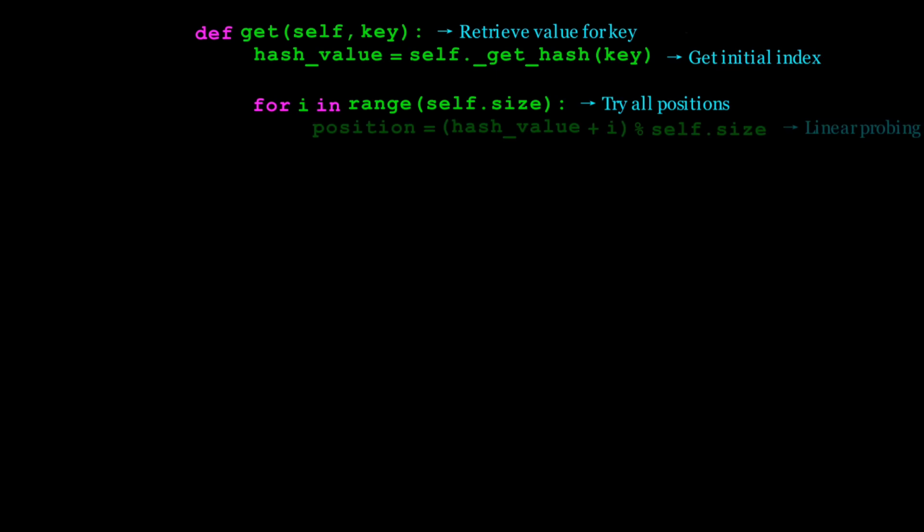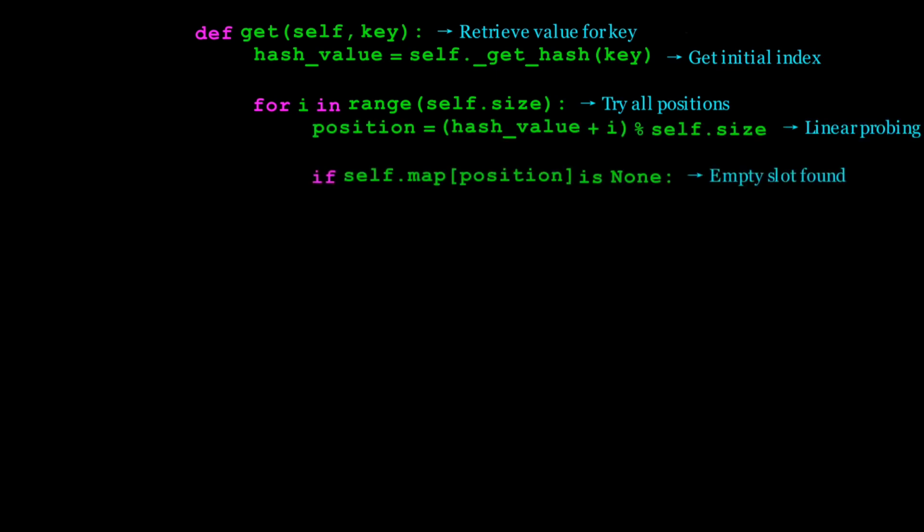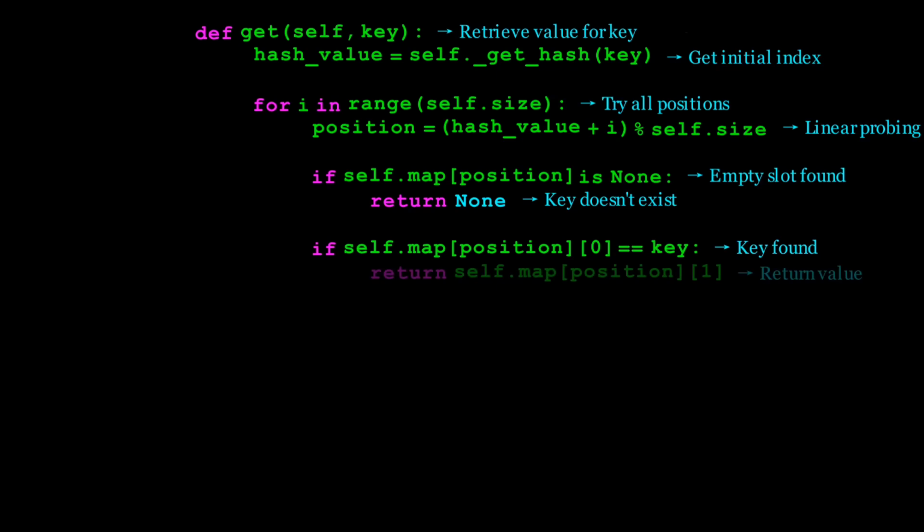We start at the initial hash position. We probe linearly through the table. If we find an empty slot before finding our key, we know the key doesn't exist. If we find the key, we return the associated value, and if we check all the positions without finding the key, then we return None. Finally, the delete operation is more complex due to the nature of open addressing.